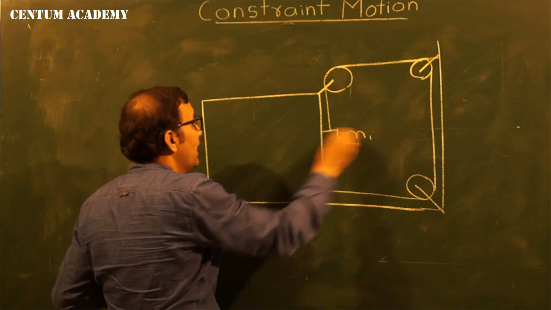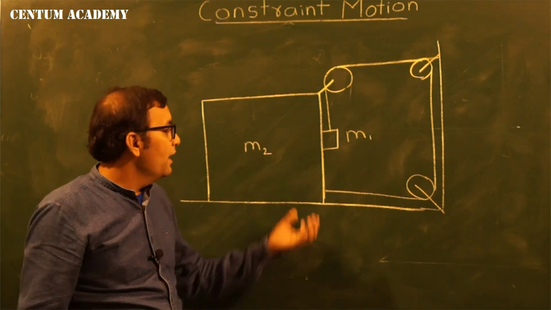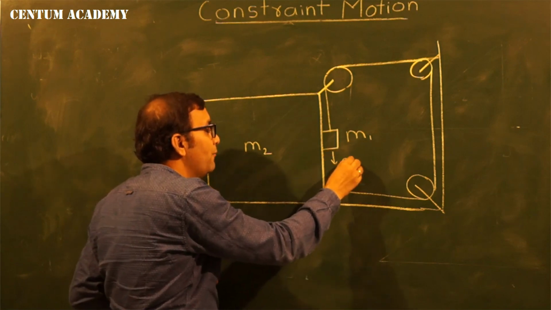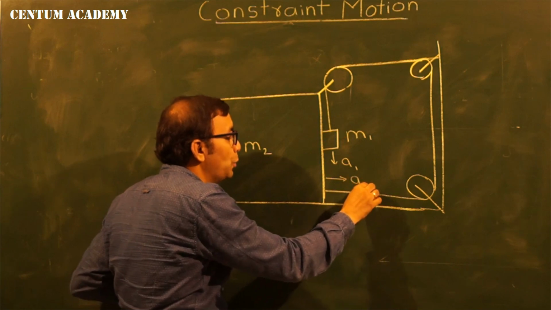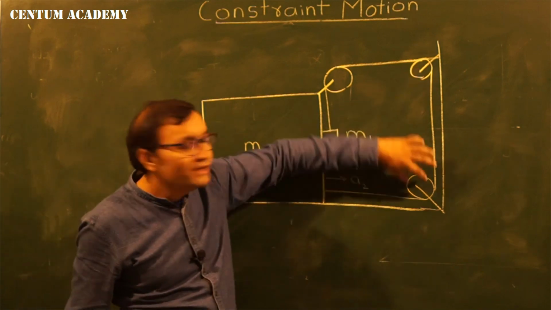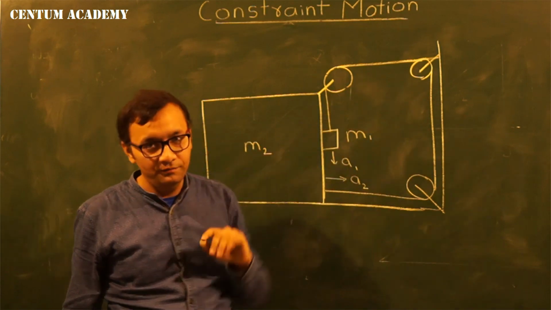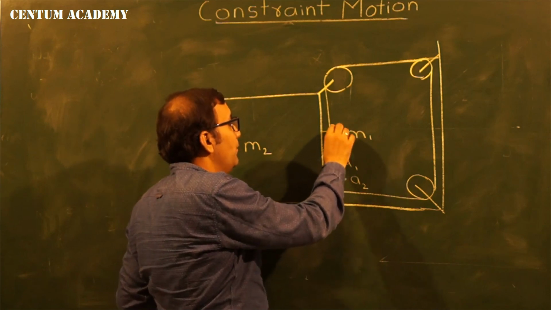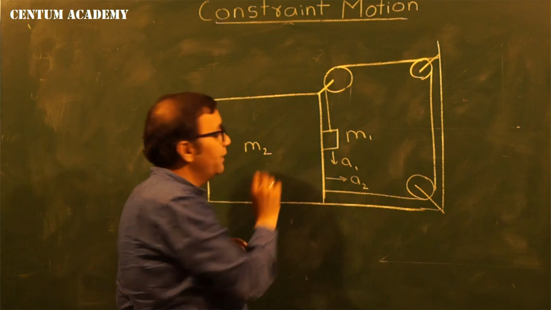We have masses m1 and m2 which can freely move. You need to find out what is the relation between the acceleration of m1 and the acceleration of m2. These two pulleys are fixed. Even this is fixed on m2. These two are fixed on the wall. Okay? This string wrapped around from m1 and it goes around and then it connects to m2.